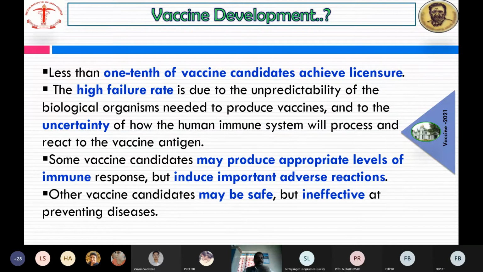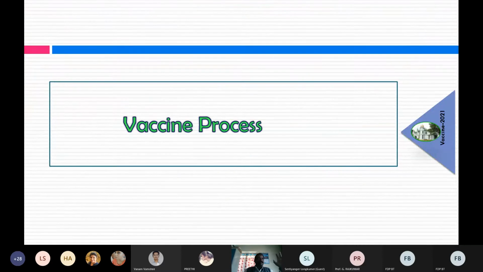One is that less than 1/10 of vaccine candidates achieve licensure, and the high failure rate is due to the unpredictability of the biological organism needed to produce a vaccine, and to the uncertainty of how the immune system will process and react to the vaccine antigen. Some vaccine candidates may produce appropriate levels of immune response but induce important adverse reactions, a failure in safety. Other vaccine candidates may be safe but ineffective to prevent disease. Okay, that is called vaccine development.